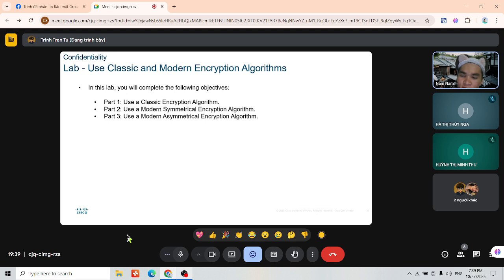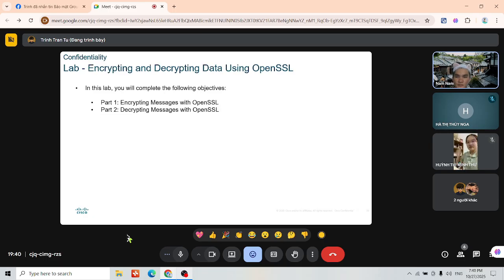In this lab, you will complete the following objectives. Part 1: use a classic encryption algorithm. Part 2: use a modern symmetric encryption algorithm. Part 3: use a modern asymmetric encryption algorithm. In this lab, you will complete the following objectives. Part 1: encrypt the message with OpenSSL. Part 2: decrypt the message with OpenSSL.